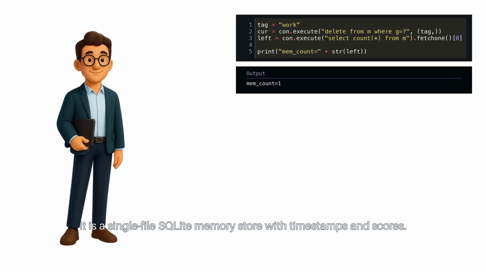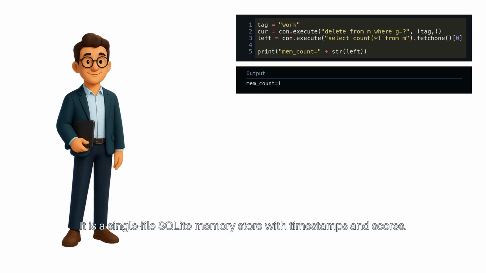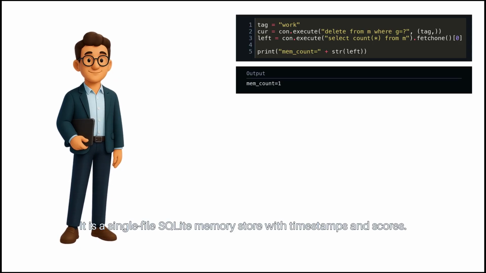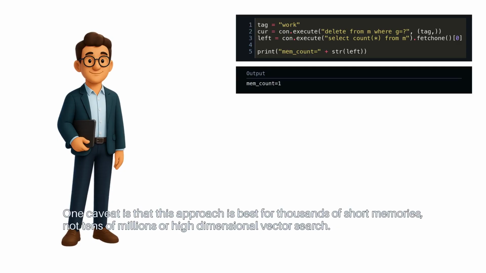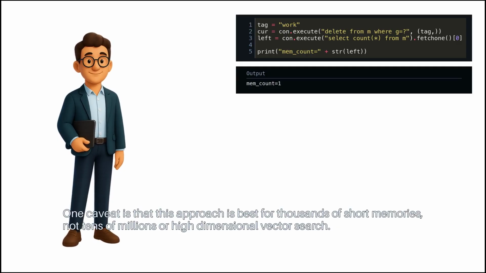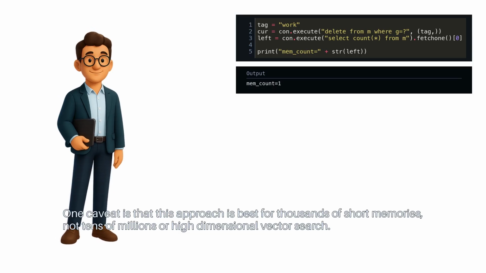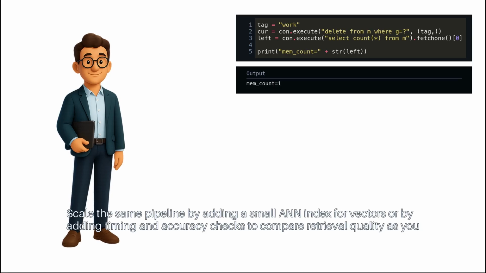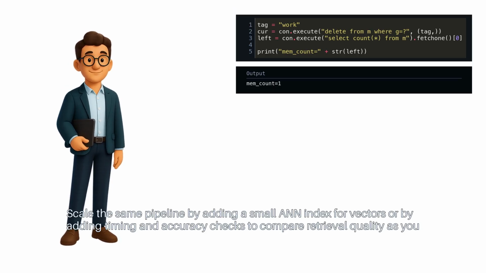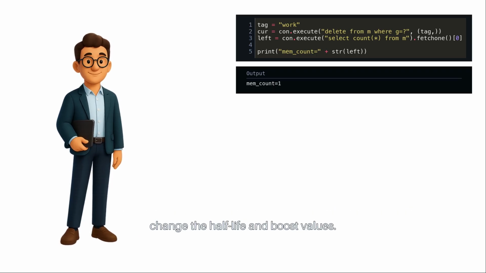Recap. It is a single file SQLite memory store with timestamps and scores. Use it when you want simple, auditable long-term memory without extra services. One caveat is that this approach is best for thousands of short memories, not tens of millions or high-dimensional vector search. Next step. Scale the same pipeline by adding a small ANN index for vectors, or by adding timing and accuracy checks to compare retrieval quality as you change the half-life and boost values.